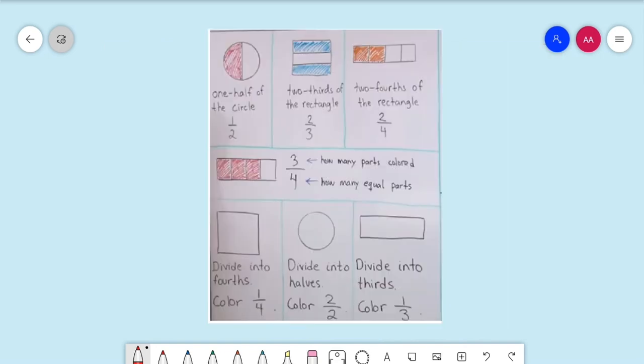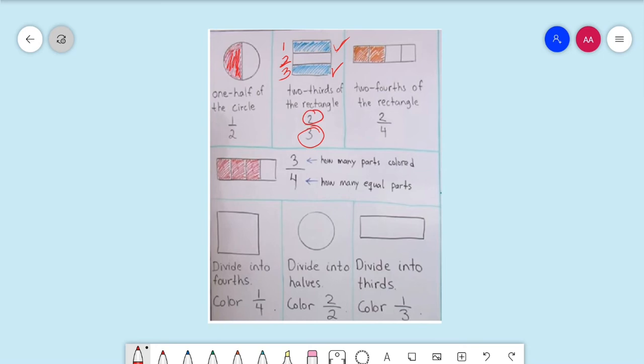Let's do a few more examples. The first one is saying 1/2 of the circle. So this is 1/2 of the circle colored. This portion is colored. The second one is saying 2/3 of the rectangle. So the rectangle has a total of 3 portions. This is 1, this is 2, this is 3. So the total is 3. And if two-thirds of the rectangle is colored, which is, you can see here, this one and this one, so here we write 2.